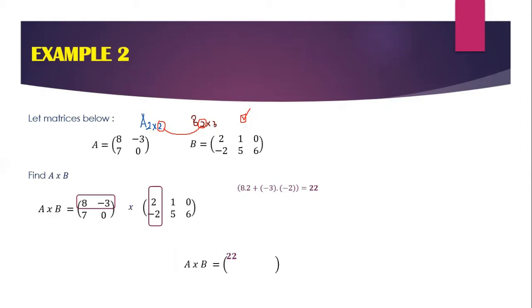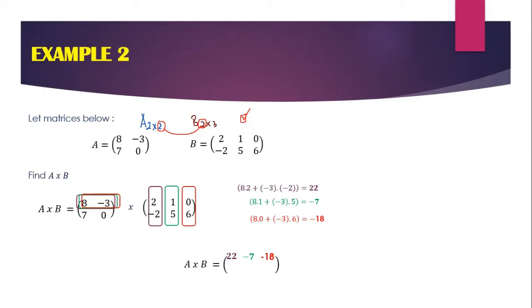Next, the 8, minus 3 components go to the 1, 5 components. Look at the green color. We got 8 times minus 1 and minus 3 times 5. We got minus 7. Next, the 8, minus 3 components go to the 0, 6 components. Look at the red color. We got 8 times 0 plus minus 3 times 6. We got minus 18.